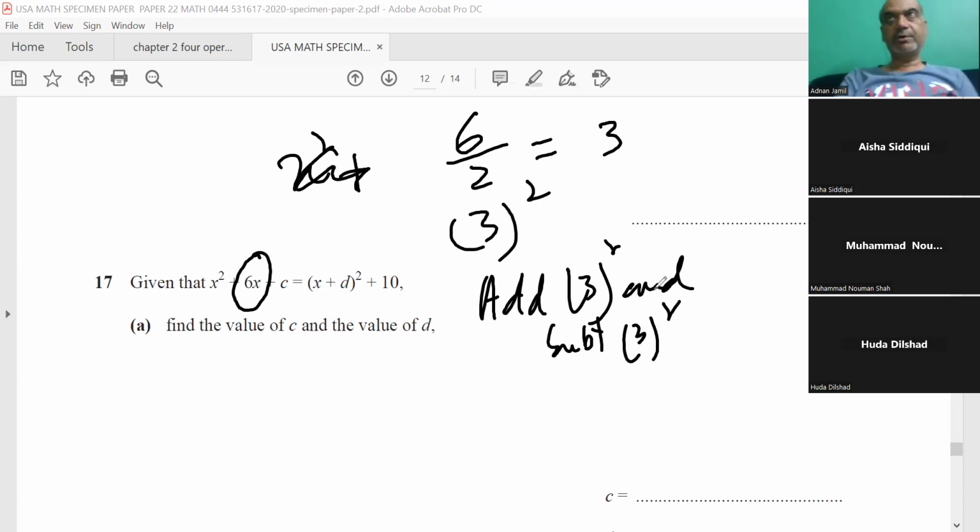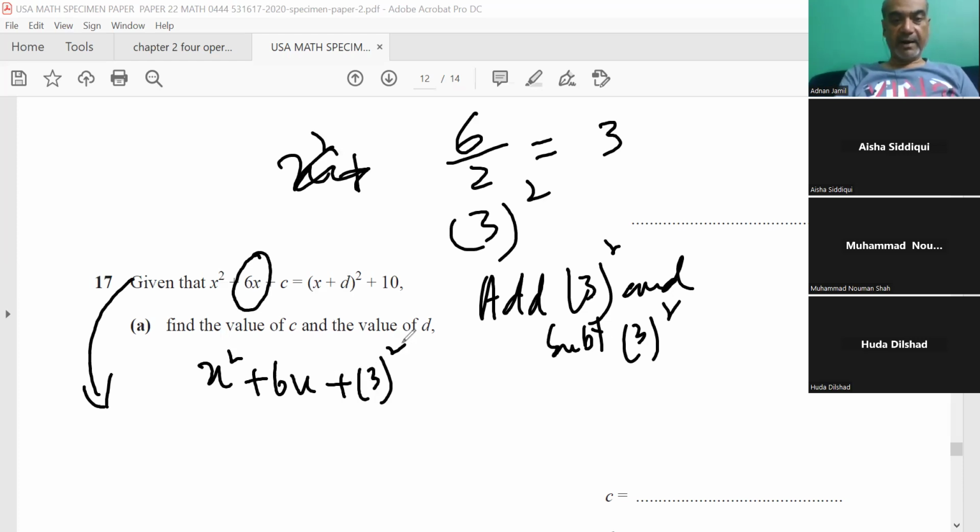Yes, this question, 98-99% that this question will come in your paper. A similar question, if not the exact. So we have to add 3 square. We add 3 square. And then see, we have to subtract the 3 square as well.